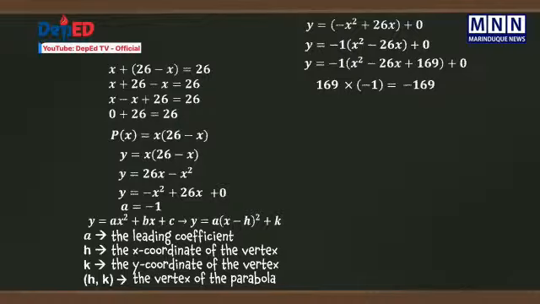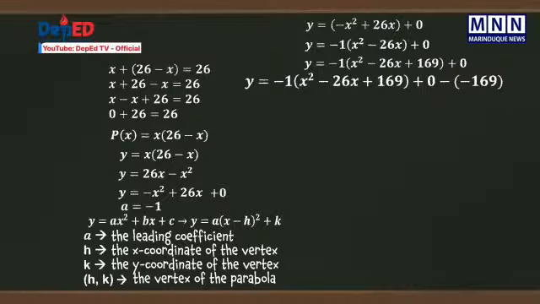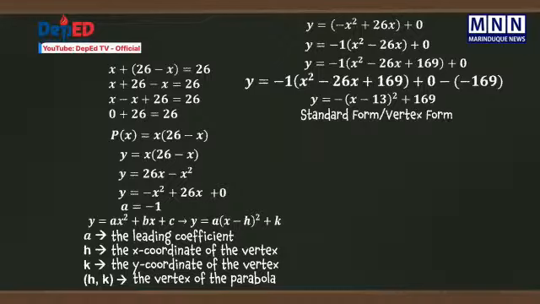169 times negative 1 is negative 169. So, we subtract negative 169 from the constant term 0. Let's express the perfect square trinomial enclosed in the parentheses as a square of a binomial and combine the constant terms. So the equation will become y equals the negative of the square of the binomial x minus 13 plus 169. And this is an example of a quadratic function expressed in standard form or vertex form.